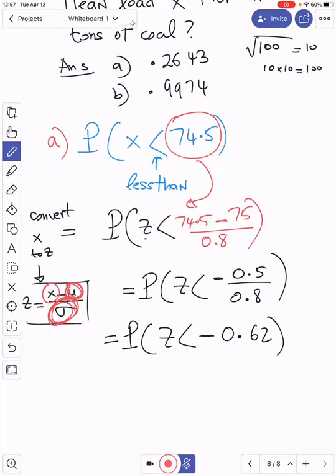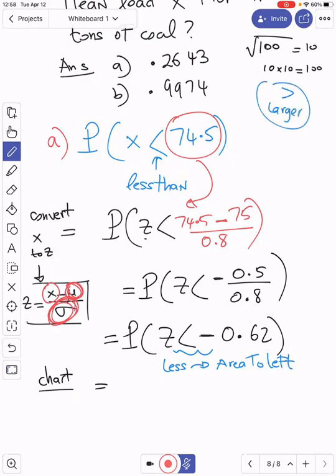Once you compute the fraction, you are done and can use your chart. This is less than, so Z is less, and that is the area to the left. Remember, guys, less means the area to the left, and that's exactly what we get from the table, so I can just use my table. When you have larger, we're going to do that in part B.